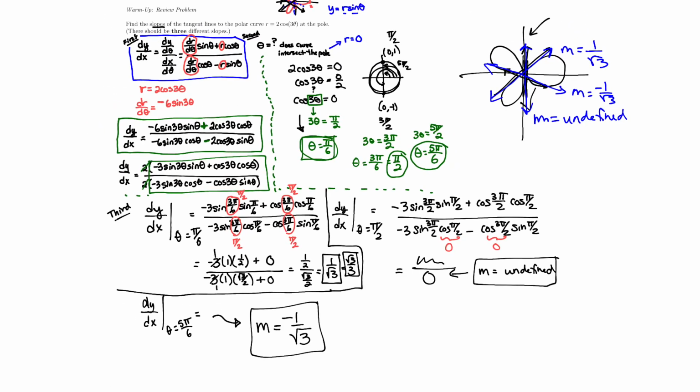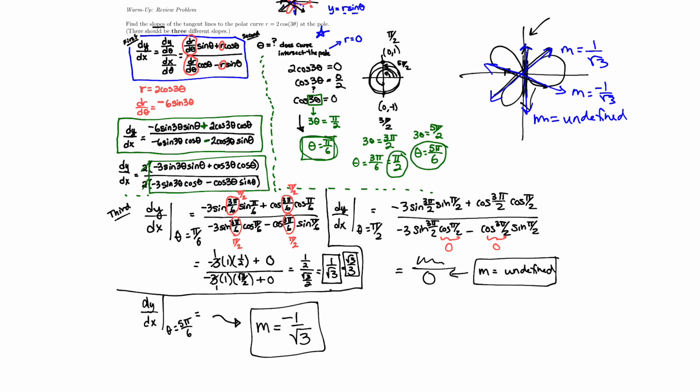So to recap, to get the slopes of tangent lines, we use our formula, dy dx, which is very special with polar curves, right? It's a big, massive thing. Then we find angles, and the way we do that is key. We find, in this case, where we hit the pole, so we set r equal to 0. And then the last thing we do is we take dy dx, and we plug in those angles that we get.